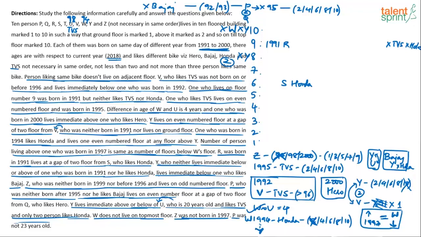He lives on an even floor at a gap of 2 floors from Q. And Q likes Hero, by the way. Remember, Q likes Hero. See, I'm not trying to write anything in this space because if I get 2 possibilities, it will become very difficult. So I think all the statements we have read so far, right?